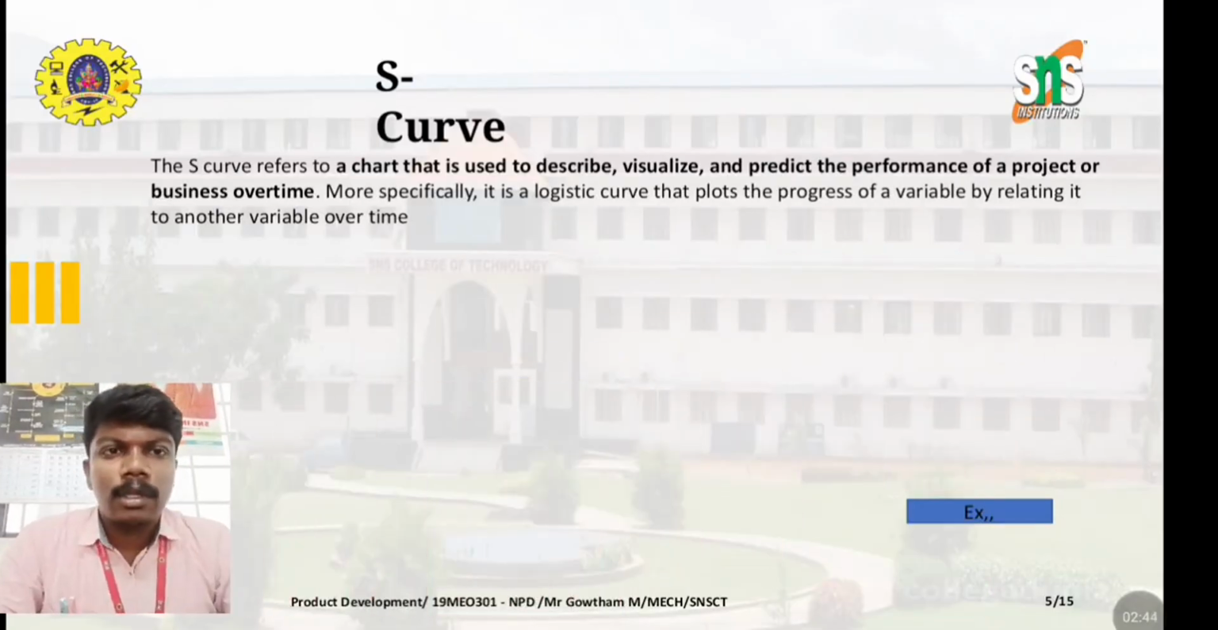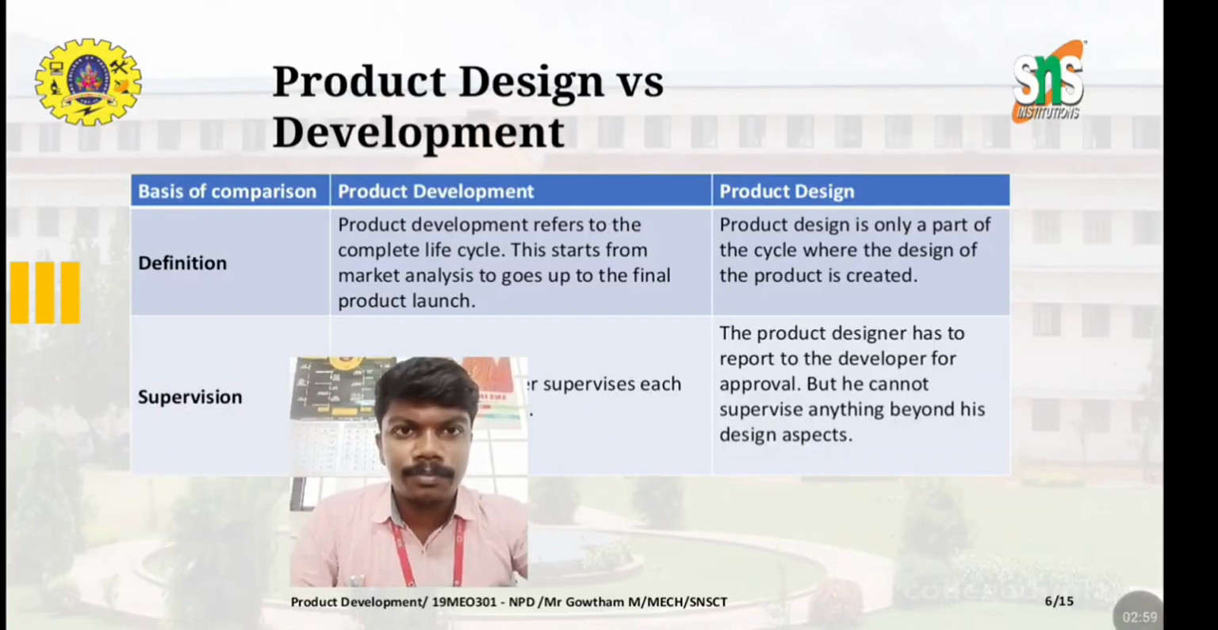Here is the curve combination, which is called an S-curve. The S-curve is a chart used to describe, visualize and predict the performance of a project or business over time. Here I have given some examples in a graphical method.